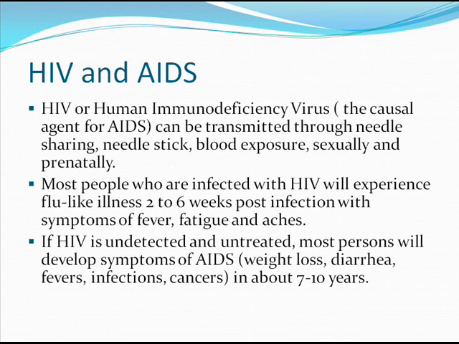HIV and AIDS. HIV, or human immunodeficiency virus, is the causal agent for AIDS. It can be transmitted through needle sharing, needle stick, blood exposure, or by contact with infectious bodily fluids. Most people infected with HIV will experience a flu-like illness 2 to 6 weeks post-infection, with symptoms of fever, fatigue, and aches. If HIV is undetected and untreated, most persons will develop symptoms of AIDS: weight loss, diarrhea, fevers, infections, and cancers, in about 7 to 10 years.